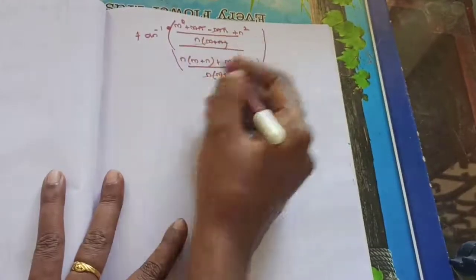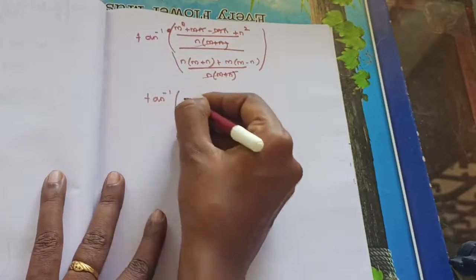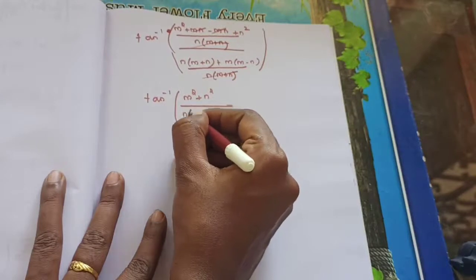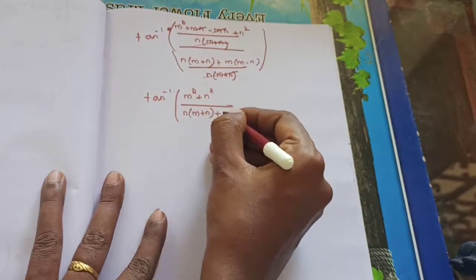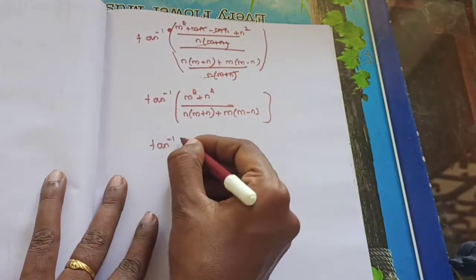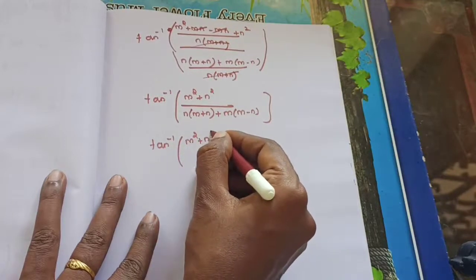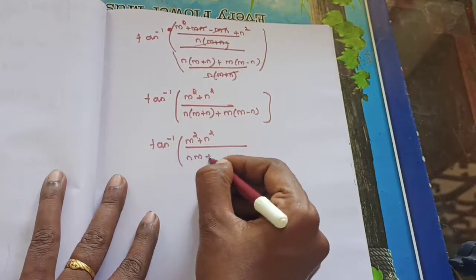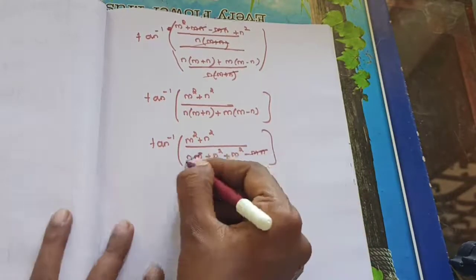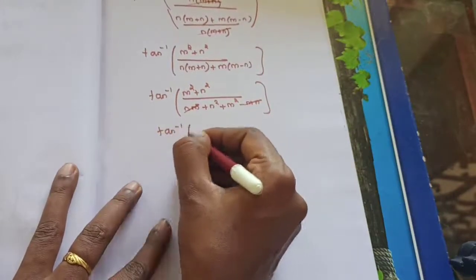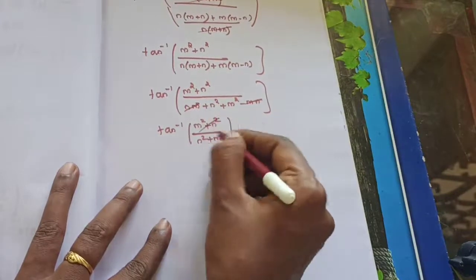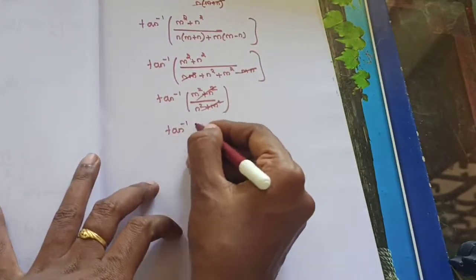Will get cancelled. This two will get cancelled. So tan inverse of, what's the balance? m square plus n square divided by n into m plus n plus m into m minus n. That is tan inverse of m square plus n square divided by nm plus n square plus m square minus mn. So this also will get cancelled. So tan inverse of m square plus n square divided by n square plus m square, both are same. So it will get cancelled. That is equal to tan inverse of 1.